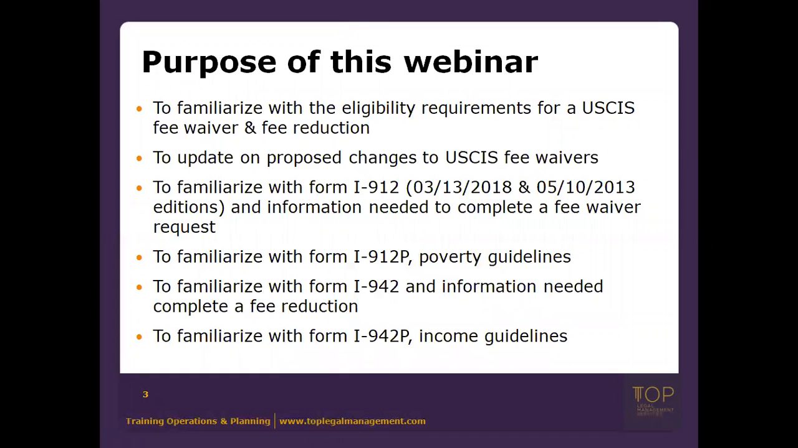The purpose of this webinar is to familiarize you with the eligibility requirements for USCIS fee waiver and fee reduction, to update on proposed changes to USCIS fee waivers, to familiarize you with Form I-912. There are two editions, the March 13, 2018 and the May 10, 2013 editions, and to provide information needed to complete a fee waiver request, to familiarize you with Form I-912P, the poverty guidelines, to familiarize you with Form I-942 and information needed to complete a fee reduction, and to familiarize you with Form I-942P, the income guidelines.